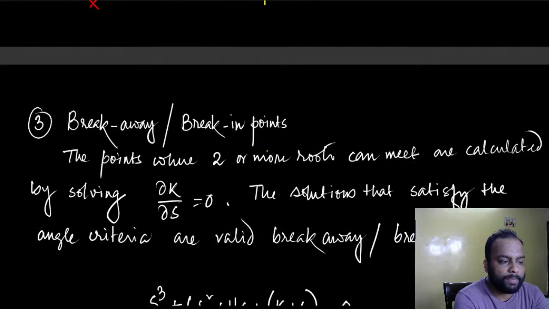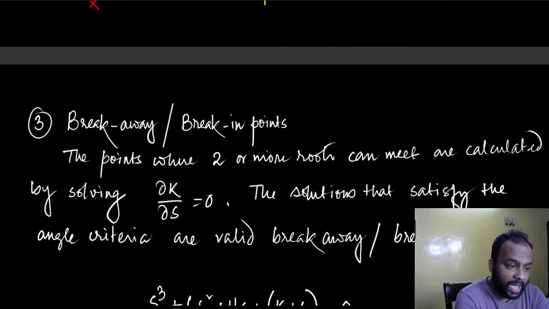And we also talked about breakaway and break-in points. We figured out that if two or more roots travel towards each other, there might be a situation where they meet at a certain point. So I would have coinciding roots for a certain value of gain k, and after that the roots again diverge from each other and go in their separate directions. The point at which this happens is called a breakaway point. So the roots meet and then break away.